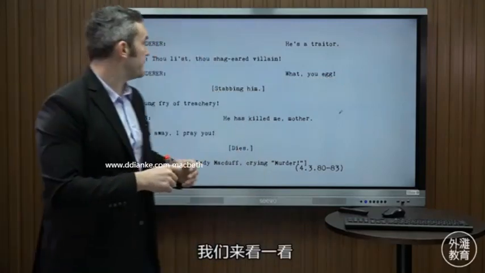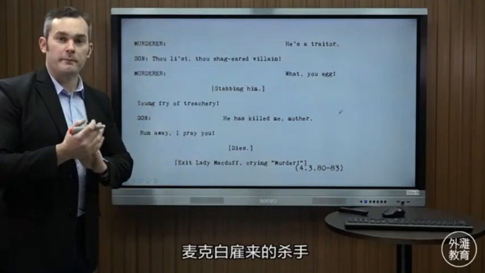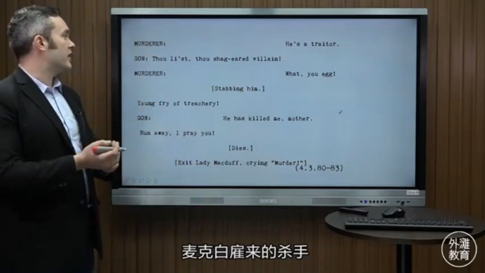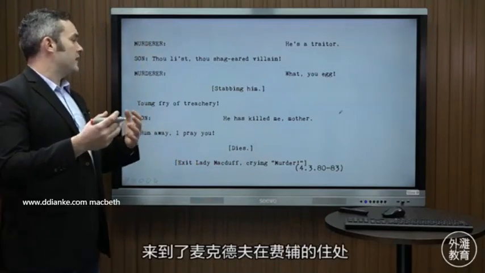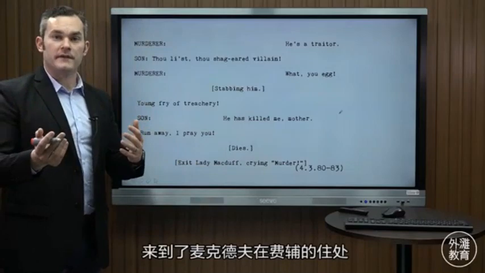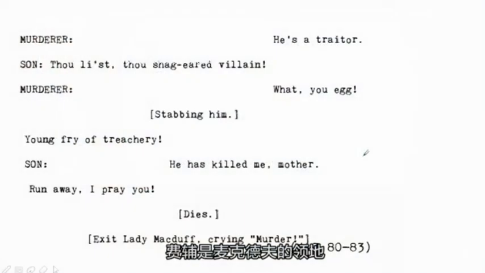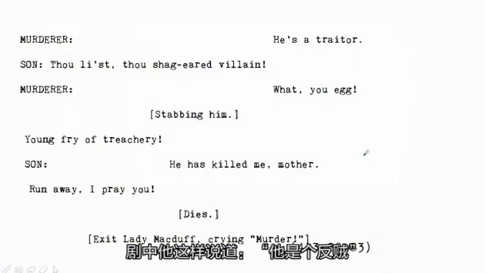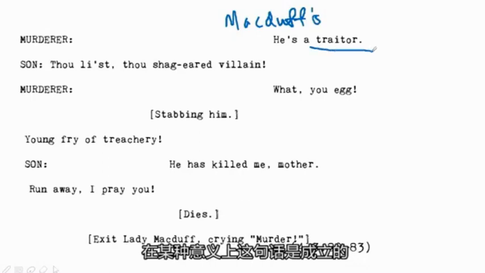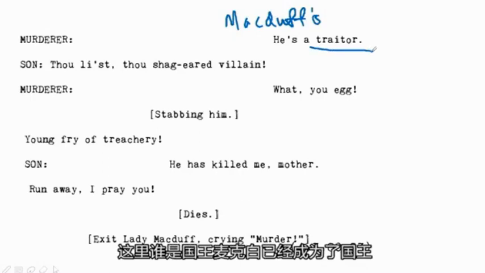Let's take a look. So here we have a scene where the murderer, who Macbeth has hired, arrives at Macduff's house in Fife, right? A city in Scotland where Macduff is Thane. And the murderer says about Macduff, he's a traitor, right? So the murderer says, Macduff, a traitor.